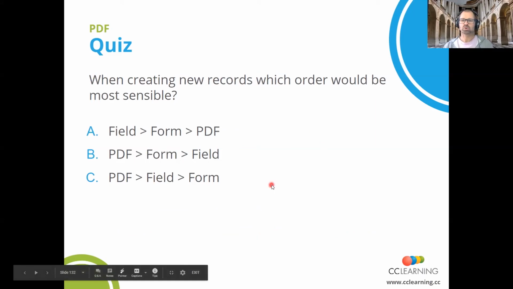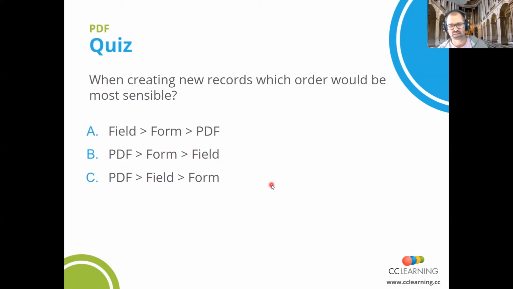Okay, so when creating new records, which order would be most sensible? Here we go. Here's another one of these sequencing questions. So if you're going to create a PDF, what do you think you should start doing first? Or when you get into creating the PDF, what do you go, oh, darn, I haven't done something? Well, it might be that you haven't created the field or the form, right? Yes, that's right. Well done, Kim. So it's A. You've got to create the field, then the form, then the PDF.